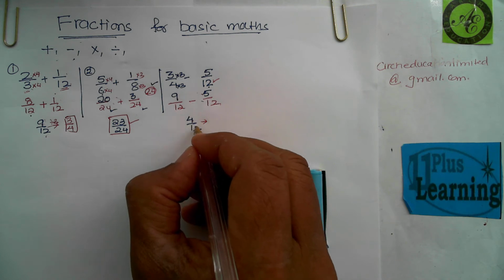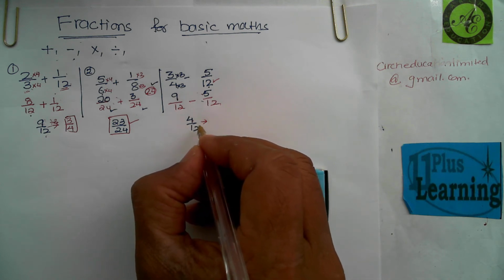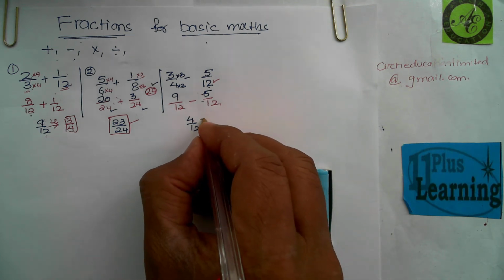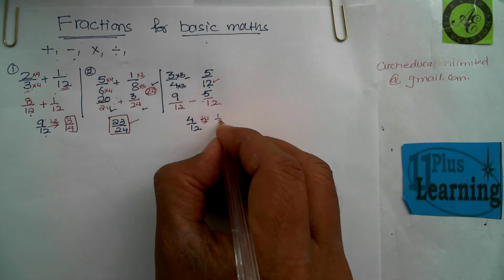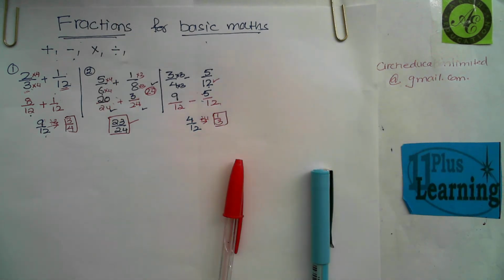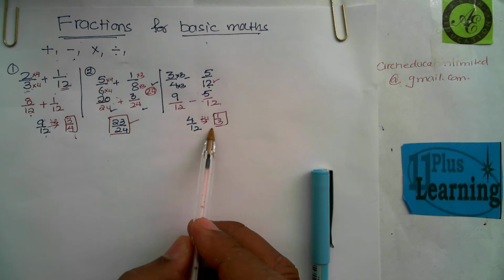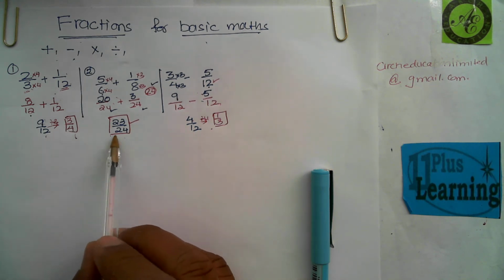And over here, 4 can divide both of them. You can divide by 2 as well, but the biggest number is 4. So divide them by 4. That gives you 1/3. Okay, in all the 3 answers, we got the answers which are proper fractions.